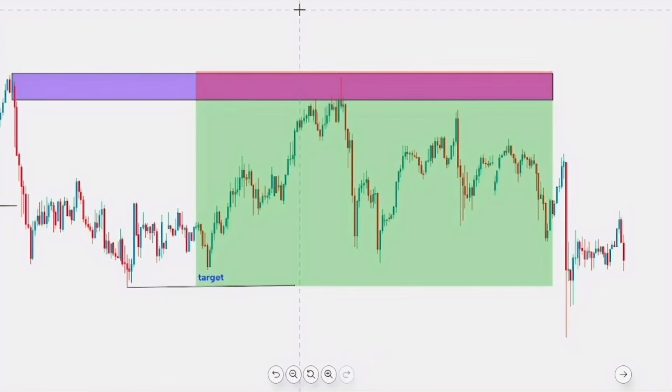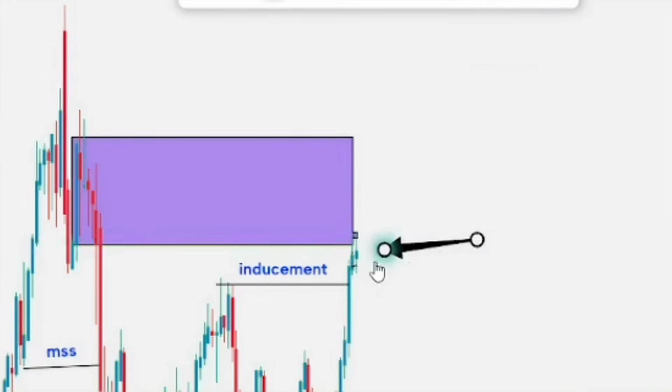Now I want you to notice something even more interesting. Let us go back to the weekly time frame. Look closely, the market has barely moved. If we had placed a sell order directly from this weekly zone, we could have been waiting for a long time before seeing any meaningful progress.